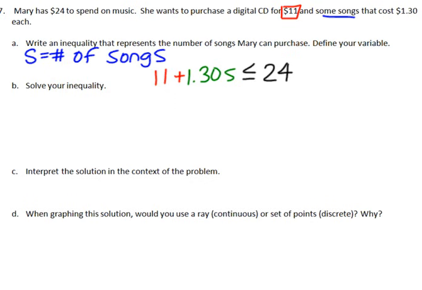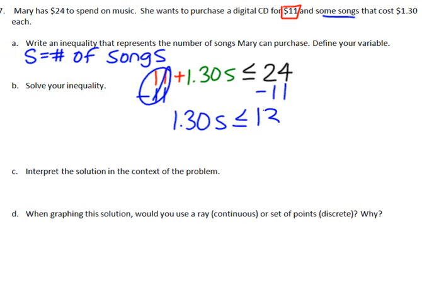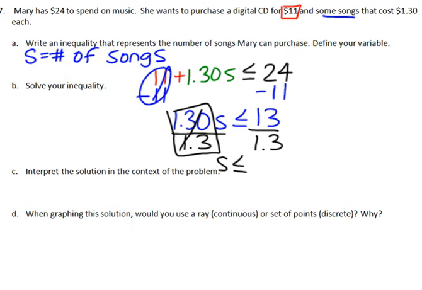We're going to continue. Part B is just solving. So we can subtract 11 from each side. So we have $1.30 multiplied by the number of songs needs to be less than or equal to 13. Okay, then we can go ahead and divide by 1 3/10. So this would just become 1s, and that's going to need to be less than or equal to 10. So I'll have 10, and then we'll go ahead and add in units, which would be songs.